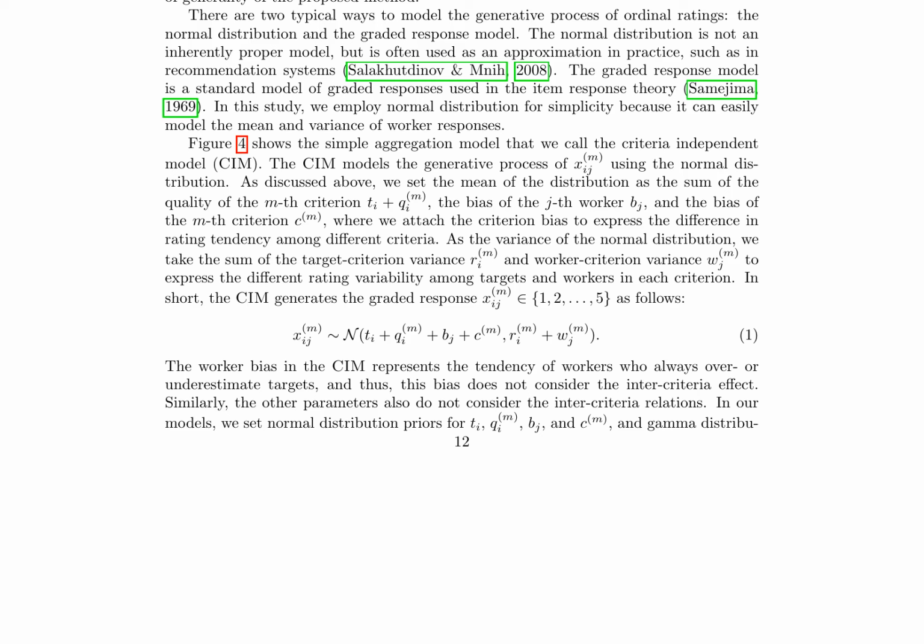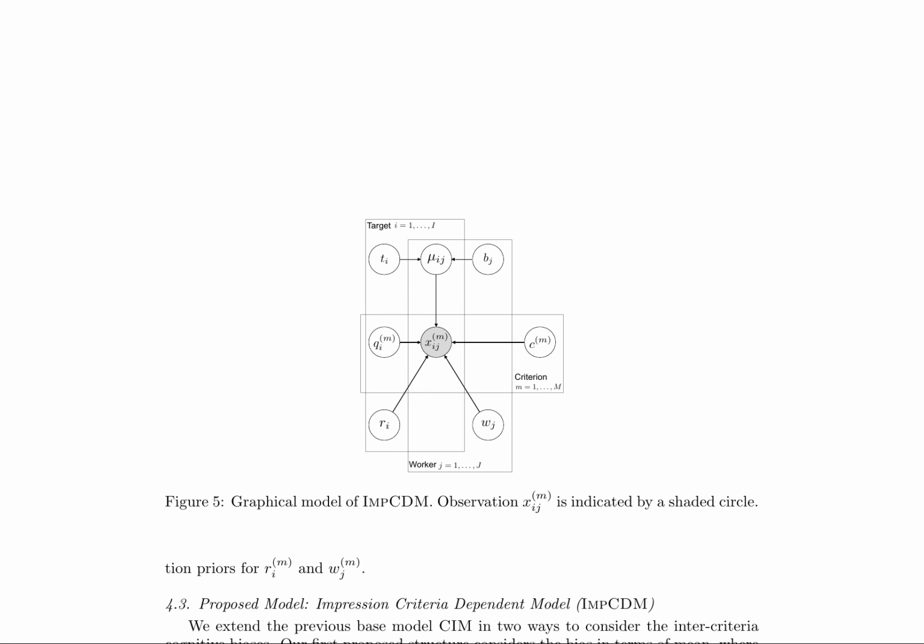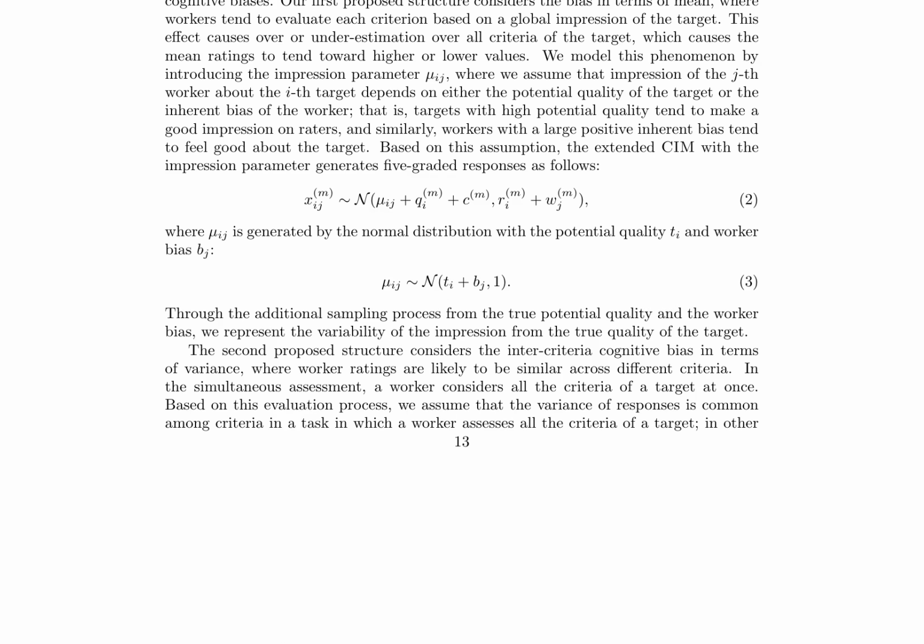item bias parameters. The impression criteria-dependent model, IMP-CDM, extends the criteria-independent model, CIM, by considering inter-criteria cognitive biases in worker ratings. It introduces an impression parameter μ_ij, which depends on the potential quality of the target and the inherent bias of the worker. This parameter is generated by a normal distribution with the potential quality T and worker bias B_j. The IMP-CDM generates 5 graded responses as a normal distribution with mean μ_ij plus Q_m,i plus C_m,j and variance R_m,i plus W_m,j.